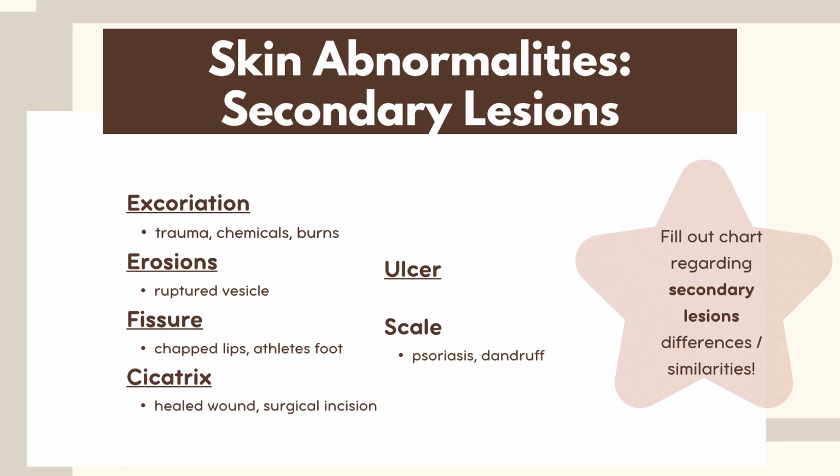Ulcers, that's going to be considered skin loss extending into the epidermis with potentially necrotic tissue loss. There may be bleeding or scarring. And again, a pressure ulcer, or pressure injury, would be an example of an ulcer. Then you have a scale. A scale is going to be that flaky skin. It can be either thick or thin. Typically, you'll see that with individuals with psoriasis, dandruff, eczema.